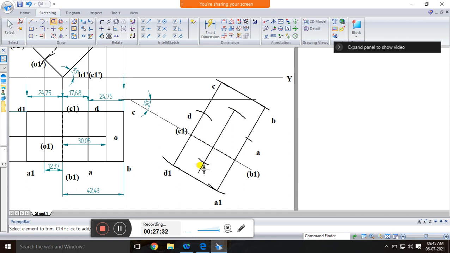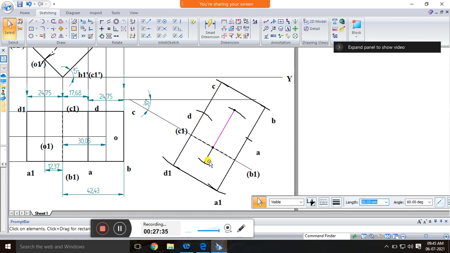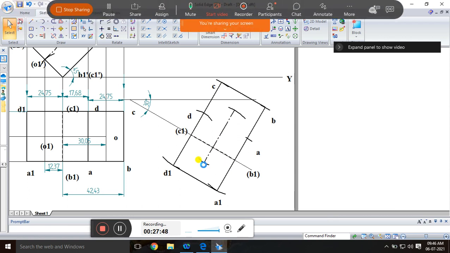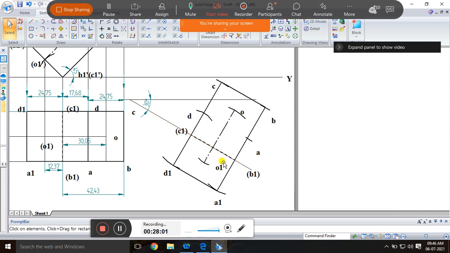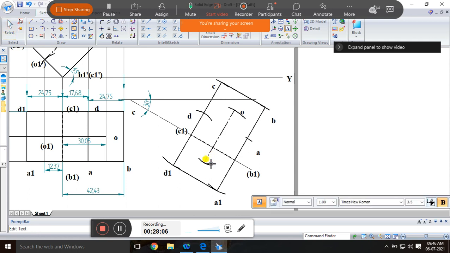Remove this, and mark this line as an axis. Actually it is an axis. So like this. Next you have to mark this as O, and this one is O1. Now this O1 is also not visible, correct? So this is actually O1, not visible.